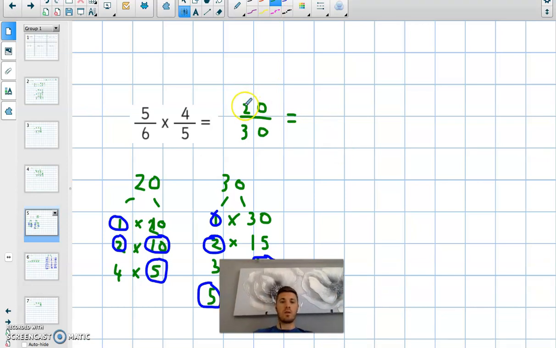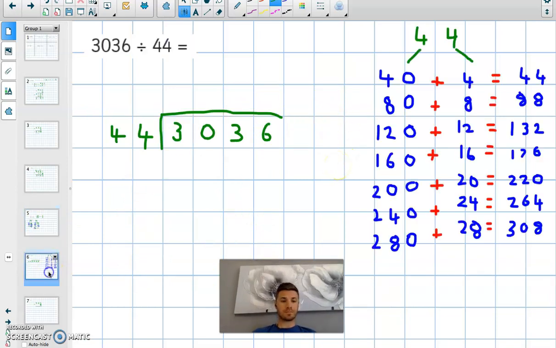So, 20 divided by 10 is 2, and 30 divided by 10 is 3. So actually, 20 over 30 can be simplified to 2 over 3. All right? Okay, next question.